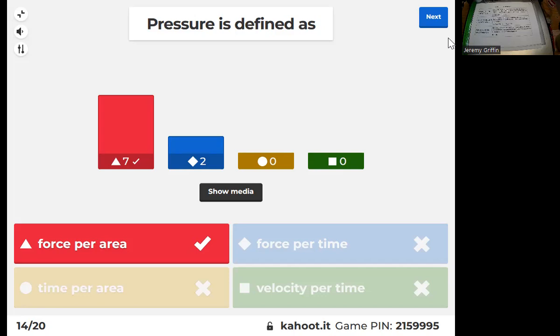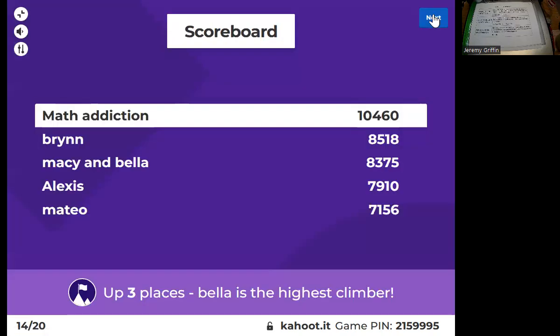You guys remember how many pascals of air pressure we have on us right now? About 100,000, so a little over 100,000. Okay, so there you go.